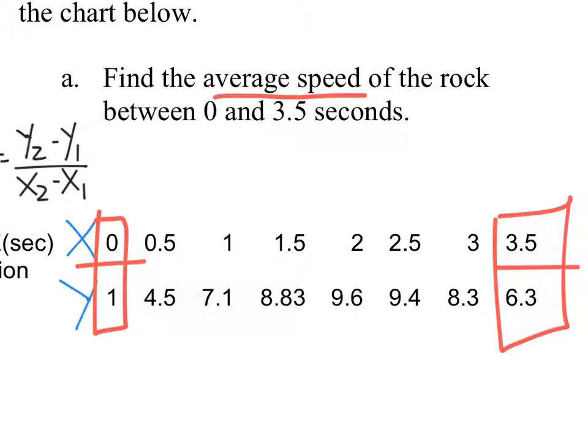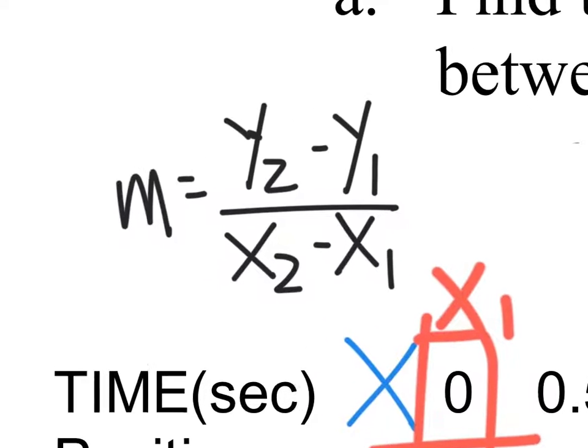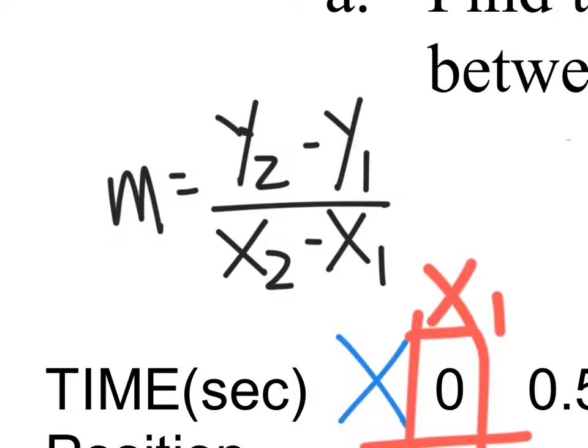Okay, great. So this is going to be our x1. This is going to be our x2. This is going to be our y1, and this 6.3 is going to be our y2. Great. So we're figuring out the average speed or rate. In this case, we're going to be using the slope formula.